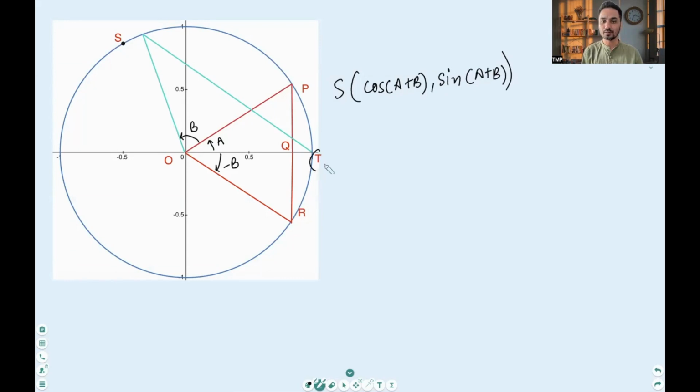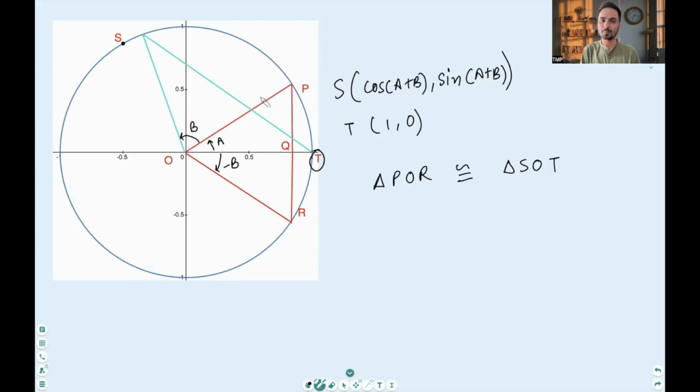And point T can be given as 1, 0, because it's a point on the x-axis, and we know that the radius of the circle is 1 unit. So this point will be 1, 0. Now, if we look at triangle POR and triangle SOT, we can easily prove that triangle POR and triangle SOT are congruent.